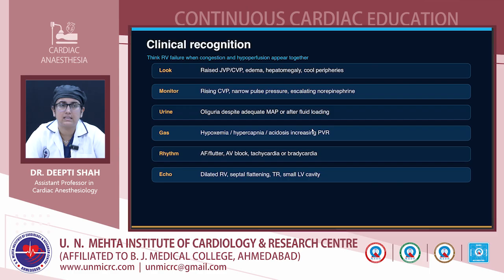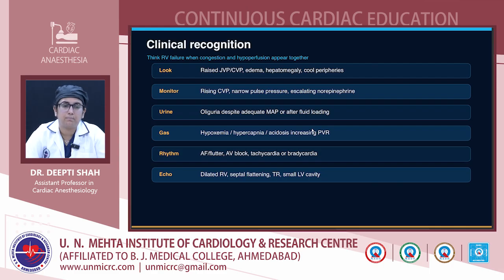On the monitor we should see the trends. If there is a trend of rising CVP and the pulse pressure is lower, that points towards decreased cardiac output, and there is a need to increase the vasopressors or norepinephrine. Also, if there is decreased urine output, that is oliguria, despite normal or higher mean arterial pressures, or even after fluid loading urine output is falling. If we see the gases, we will find a pattern where hypoxemia might be present, and hypercapnia or acidosis is present, resulting in increasing PVR.